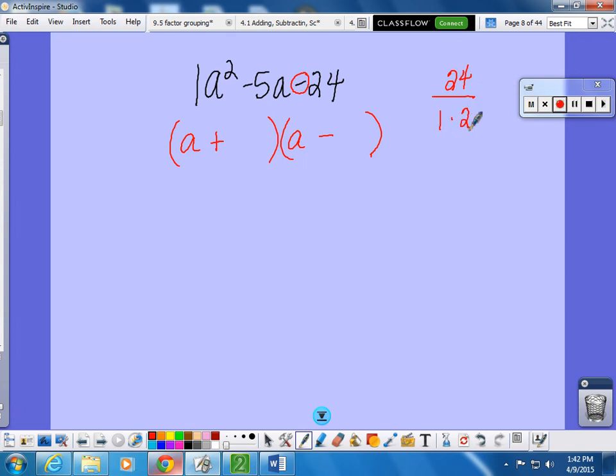Think about the factors of 24, and there are several here. Alright, now I need factors of 24 that I would subtract to get a negative 5. Which ones would you pick? 8 and 3. Alright, now let's use common sense. If I have to get a negative 5, and when you subtract, you always take the sign of the bigger number, right? What goes here? The 8.